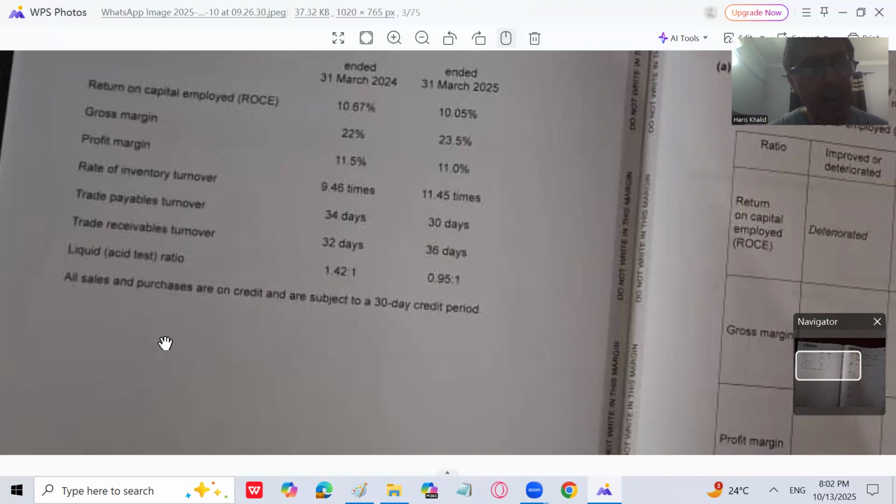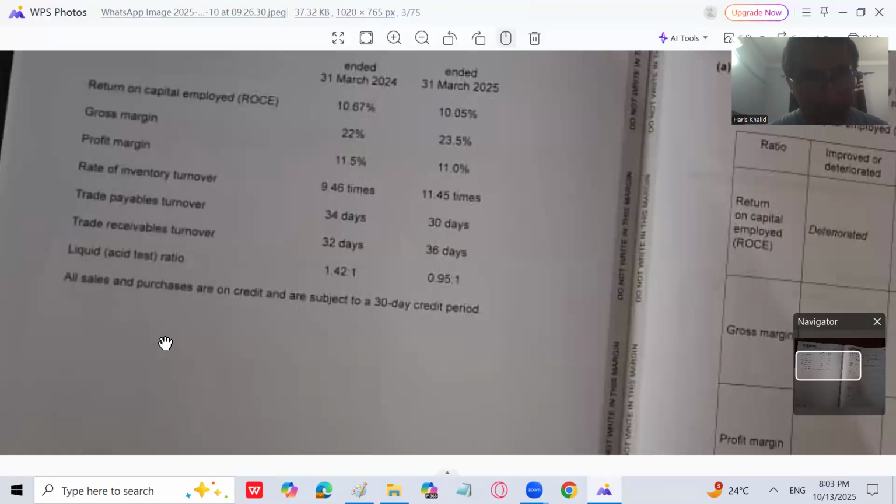Profit margin 11.5 to 11%. It means that sales might have decreased with the same cost of sales. Because of that, gross profit will also decrease and profit will also decrease. Other thing, the business is not able to control its expenses. So we are not able to control our expenses. Because of the increase in expenses, our profit margin has decreased from 11.5 to 11. The business efficiency has gone down. Business effectiveness has gone down.